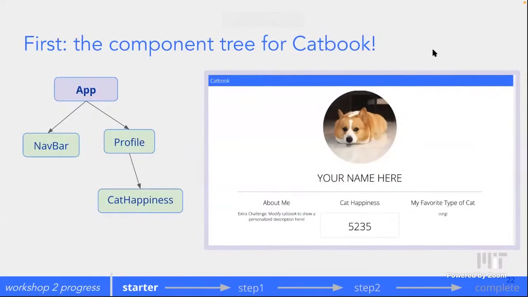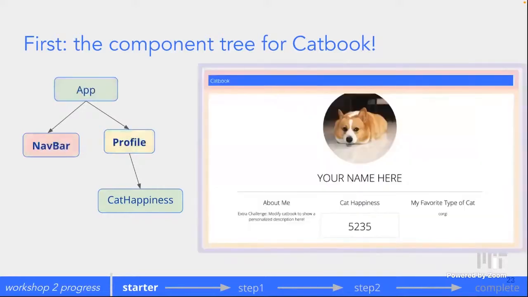Okay, so first, we want to make this Catbook profile page. This is our goal. So let's try to make a component tree first. So we start with app. This whole website is app, as is every website. And then we divide it into the navbar and the profile. Very nice division.